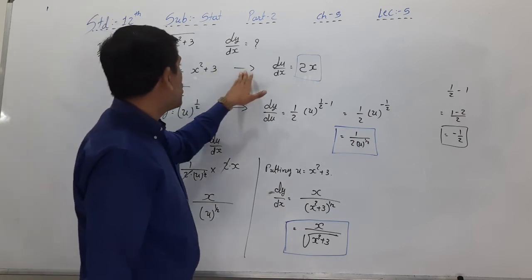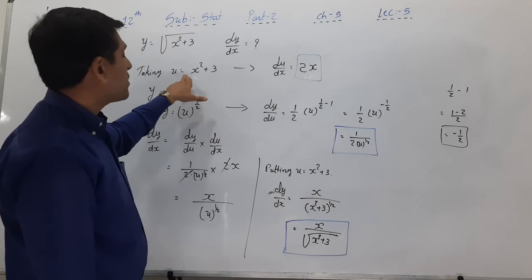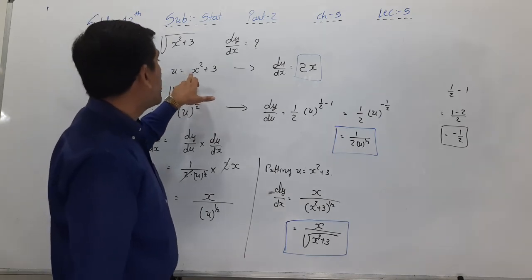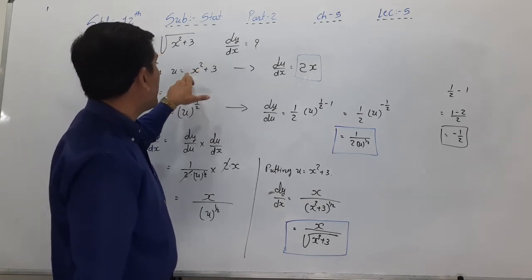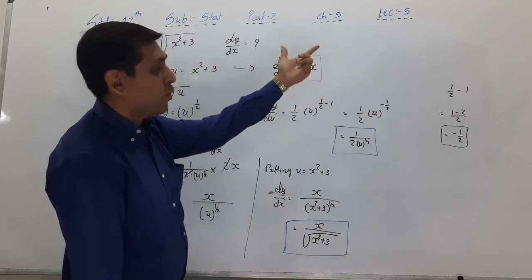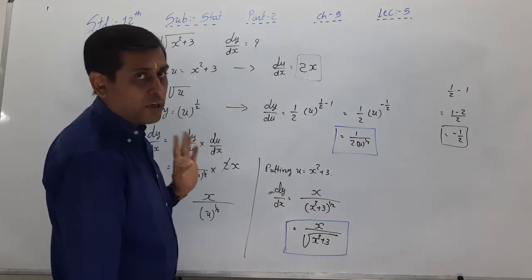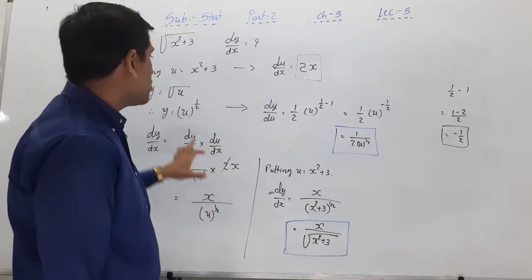Now we want du by dx, that is 2x, because here x square is x raised to n, so n into x raised to n minus 1, that is 2 into x raised to 2 minus 1, 2x raised to 1. The 1 we don't have to write. And for 3, that is 0, because the differentiation of a constant is 0.